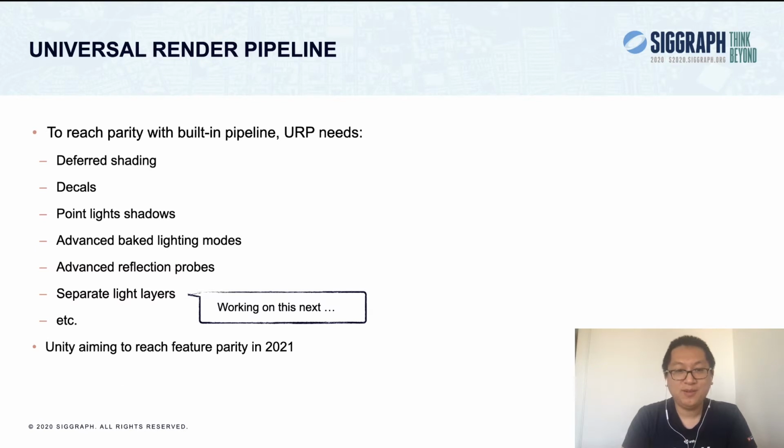URP is not yet at parity with the built-in pipeline, so it's missing a few features. One of them is the default renderer, but it's also missing decals, point light shadows, baked lighting mode, some reflection probes, and separate light layers, HDRP style, for instance. A bunch of people are now working to get that feature parity, and we are aiming for 2021, where users can have a seamless experience moving from built-in to URP.